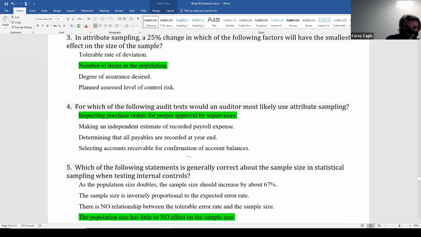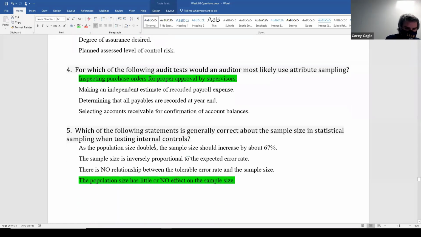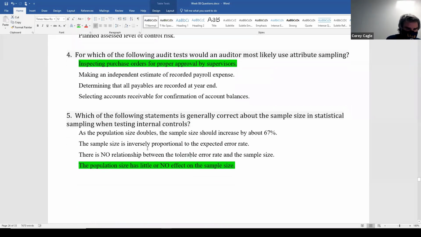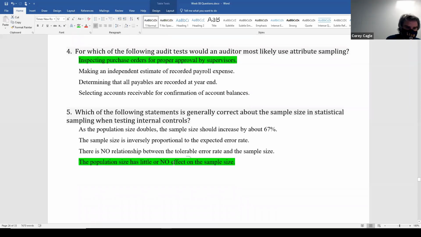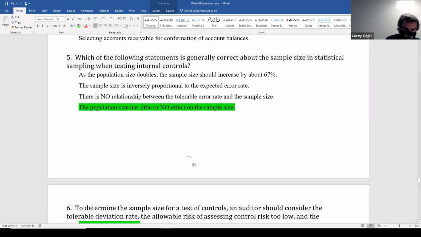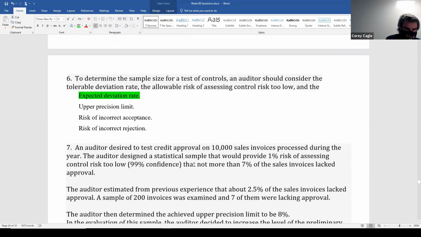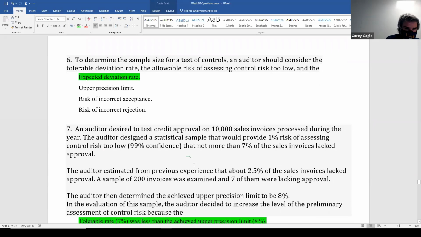Attribute sampling is for test of controls. So look for which of these is a test of controls instead of a substantive test. So that's another question they could ask. There's another one where the population size has little or no effect on the sample size. So they like that question. Another one listing out the different things that go into determining your sample size.